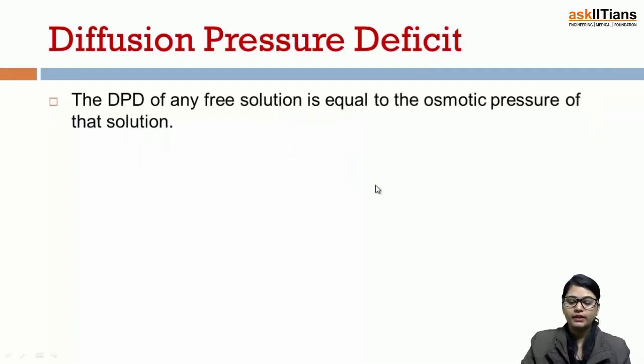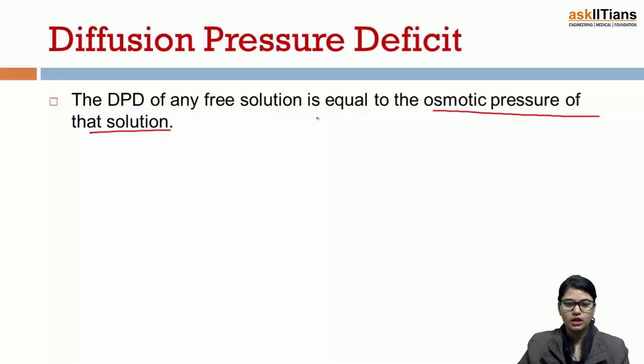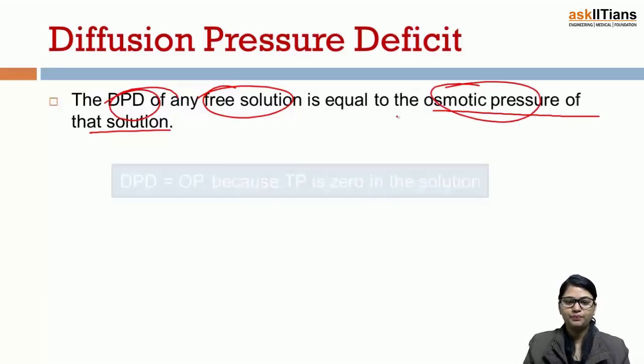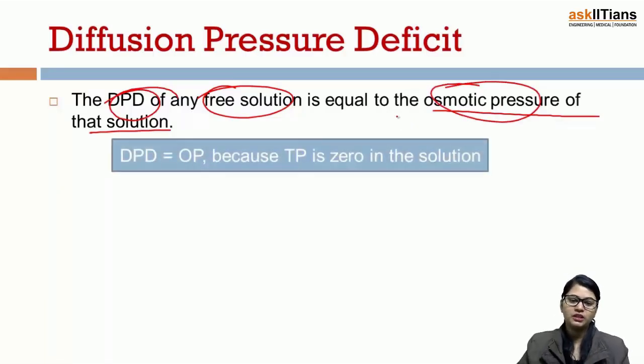The DPD of any free solution is equal to the osmotic pressure of that solution. So here is a free solution, its DPD will be equal to the osmotic pressure. Very simple. DPD is equal to osmotic pressure. Why? Because the turgor pressure is 0. So OP minus TP is OP minus 0, which is equal to OP.